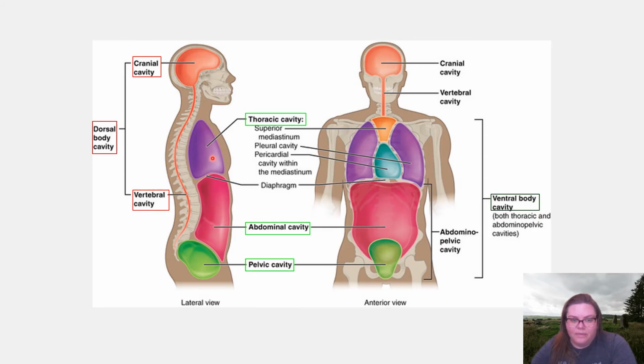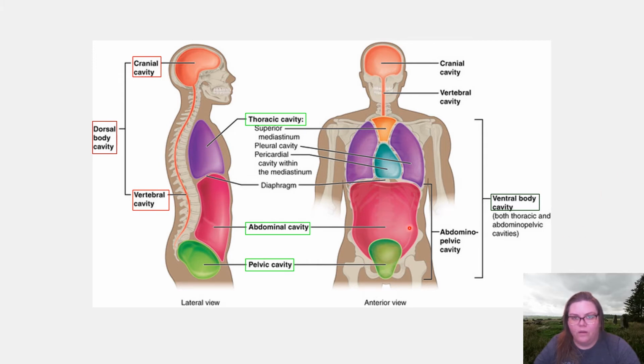So this is kind of the areas that we're going to be looking at. You have your thoracic cavity here, abdominal cavity, and pelvic cavity. The cranial and vertebral are the dorsal, and the ventral, of course, is this thoracic cavity, abdominal, and pelvic.